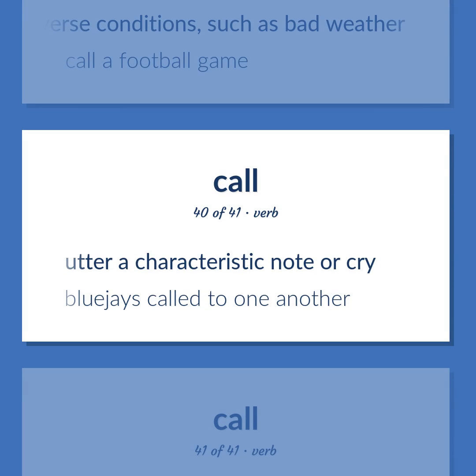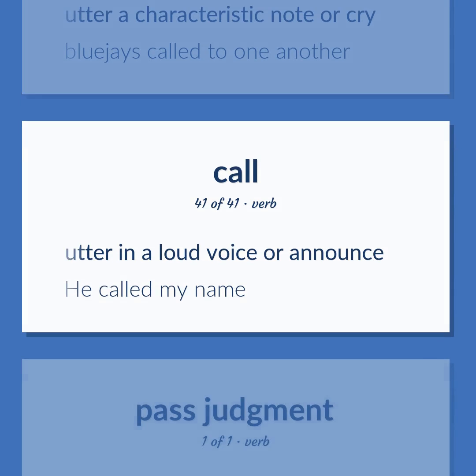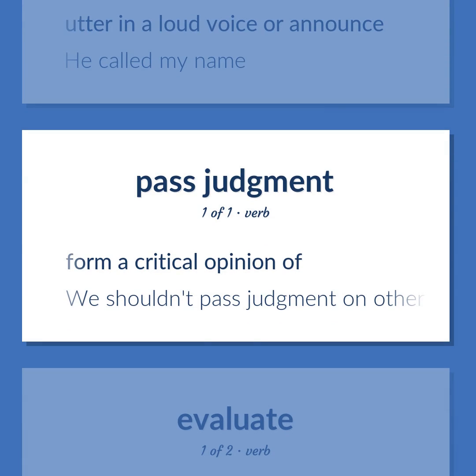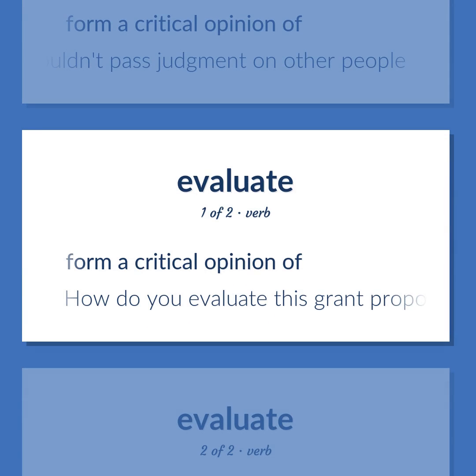Utter a characteristic note or cry. Blue Jays called to one another. Utter in a loud voice or announce. He called my name. Form a critical opinion of. We shouldn't pass judgment on other people. Form a critical opinion of. How do you evaluate this grant proposal?